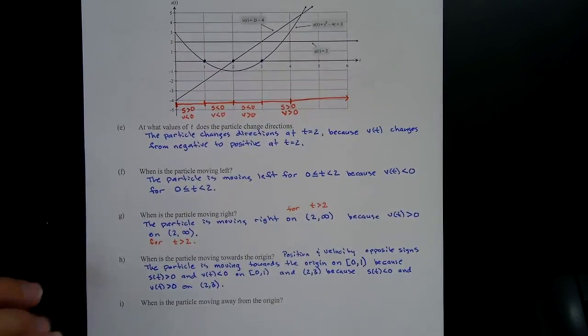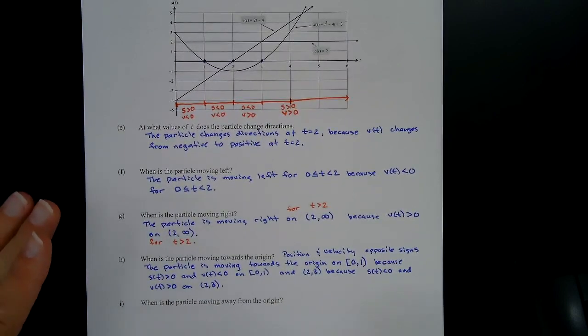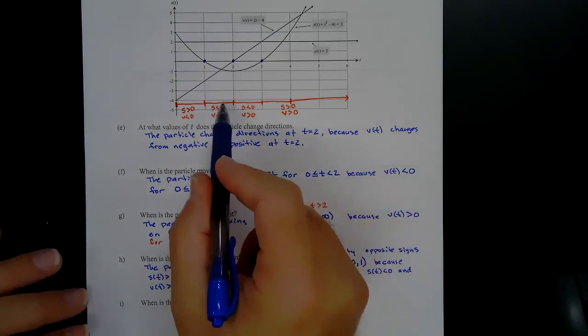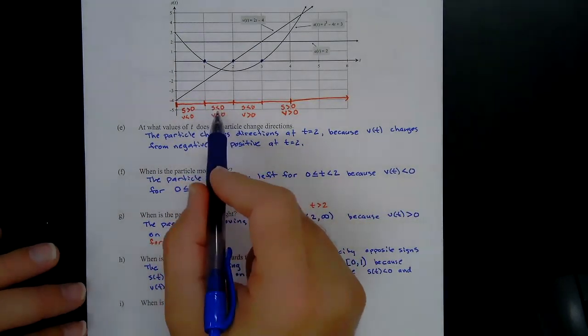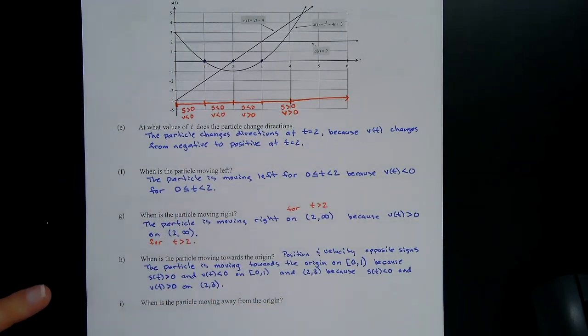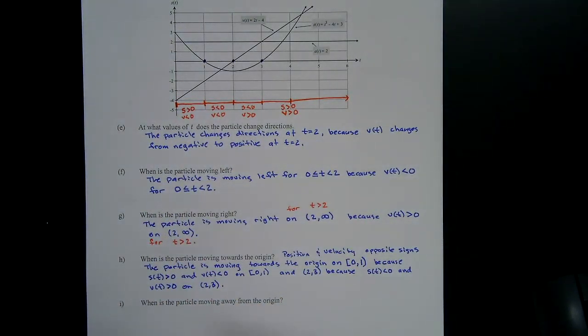It's going to be moving away from the origin when it's on the right side and moving right. That's where position and velocity would both be positive. Another situation where it could be moving away from the origin is being on the left side of the origin, moving left. So that would be the situation where you have position and velocity both being negative. Right here, between 1 and 2, we have both position and velocity being negative. That would mean it's on the left side moving left, which means it's moving away from the origin.